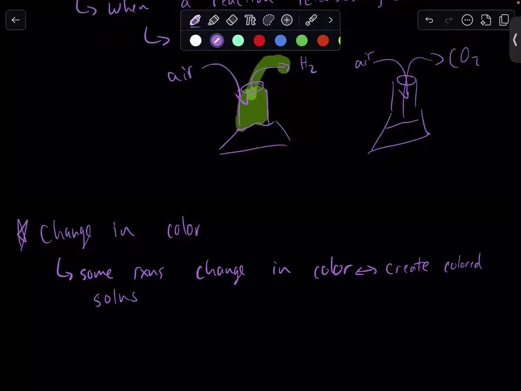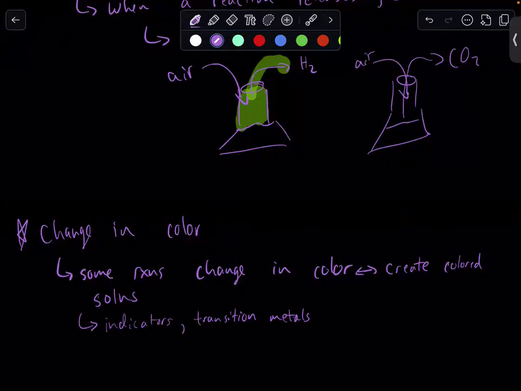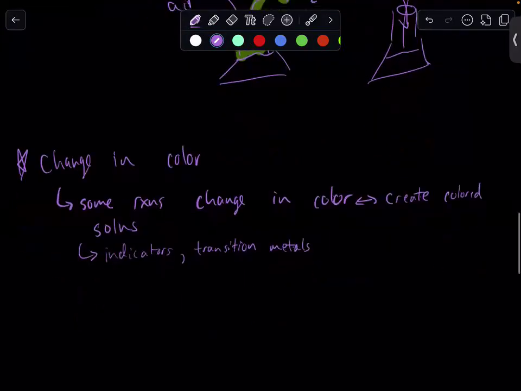This happens with indicators, which you generally use to monitor acid-base reactions. It may happen when you're using transition metals. Transition metals are often colored. For example, copper will be bluish in water, but if you start removing copper from that solution, the color will start to fade. So it happens quite often where we have colored solutions.